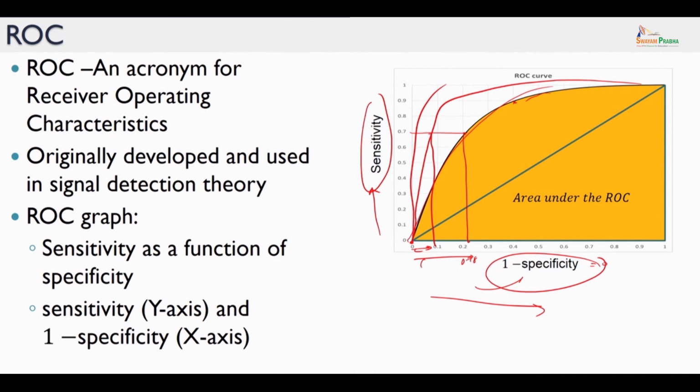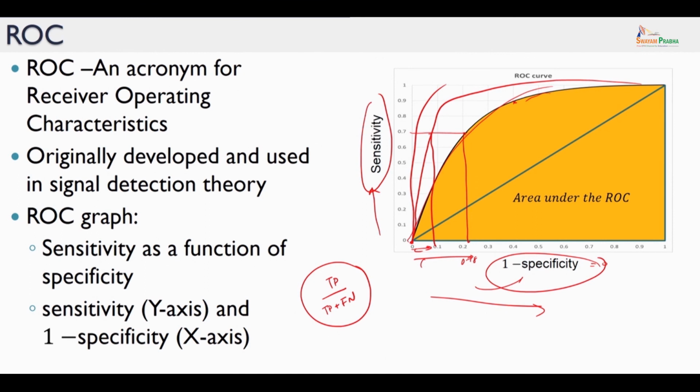Another thing to remember is, if you told me that I want the best sensitivity, I do not care about specificity, then that is a very trivial solution. The reason is, remember how sensitivity is defined. Sensitivity is defined as TP by TP plus false negative, right. So, how many times do I get true positive divided by true positive plus false negative.